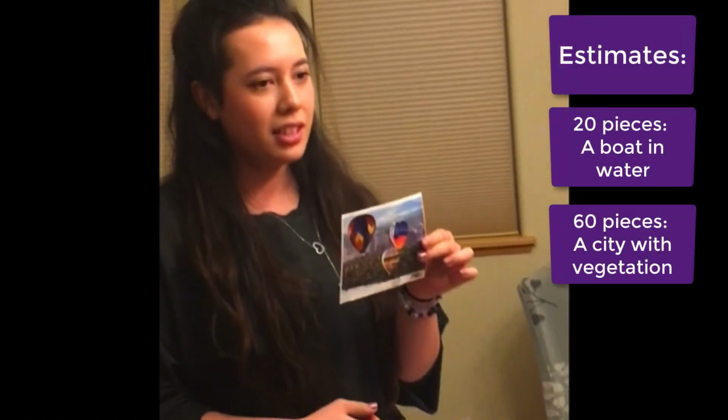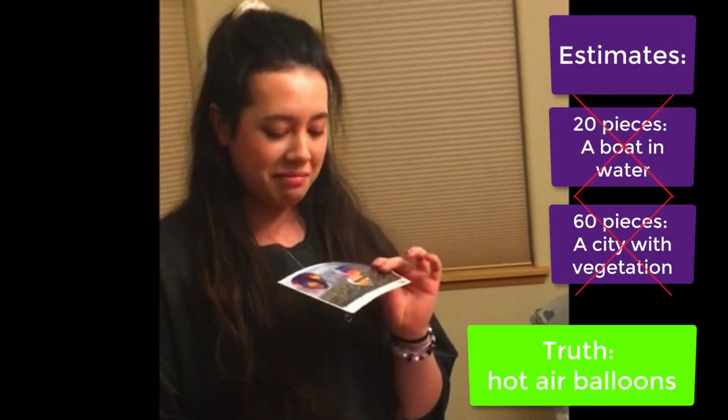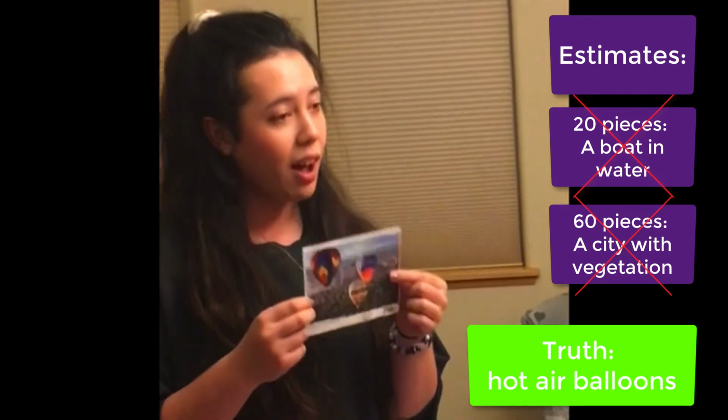It's hot air balloons. Wow. City with vegetation surrounding it. No, it's hot air balloons. But there's a city in the background. I don't understand why you guys got that, except for the fact that that's a biased sample. Yes, I put absolutely no pieces of the hot air balloon in there. So you were completely unable to get the main idea of the picture.